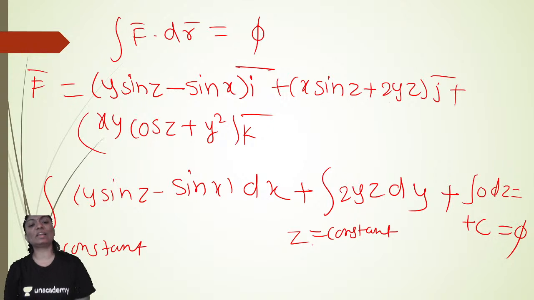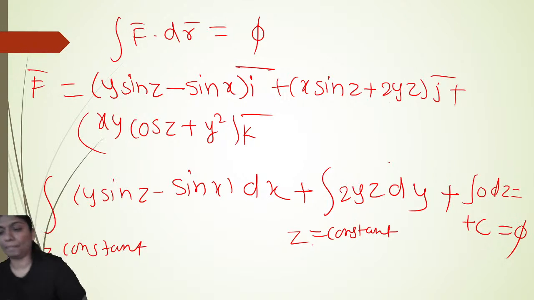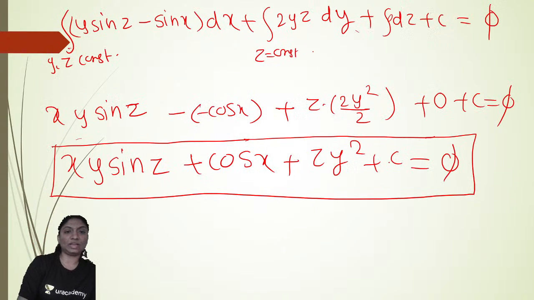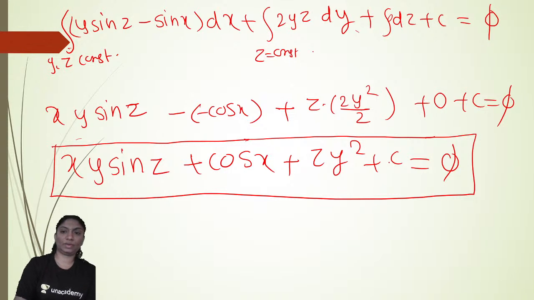तो हम लोग यहाँ पे इंटीग्रेटिंग कीपिंग y and z constant, integral of F1 dx plus terms of F2 which are free from x. यहाँ पे the terms of F2 which are free from x only एक ही टर्म है, 2yz जिसमें x नहीं है. So integral of 2yz dy keeping z constant plus integral of terms of F3 which are free from x and y. So 0 terms है. So integral of 0 dz plus c is equal to phi. So this is your scalar potential phi. Here after integrating you will get xy sin z plus cos x plus zy square plus c equal to phi.